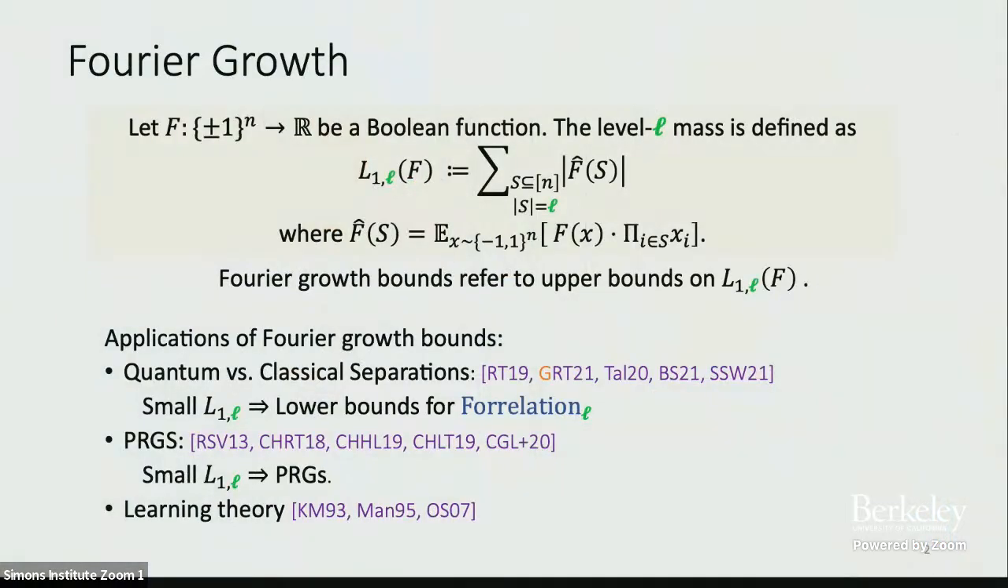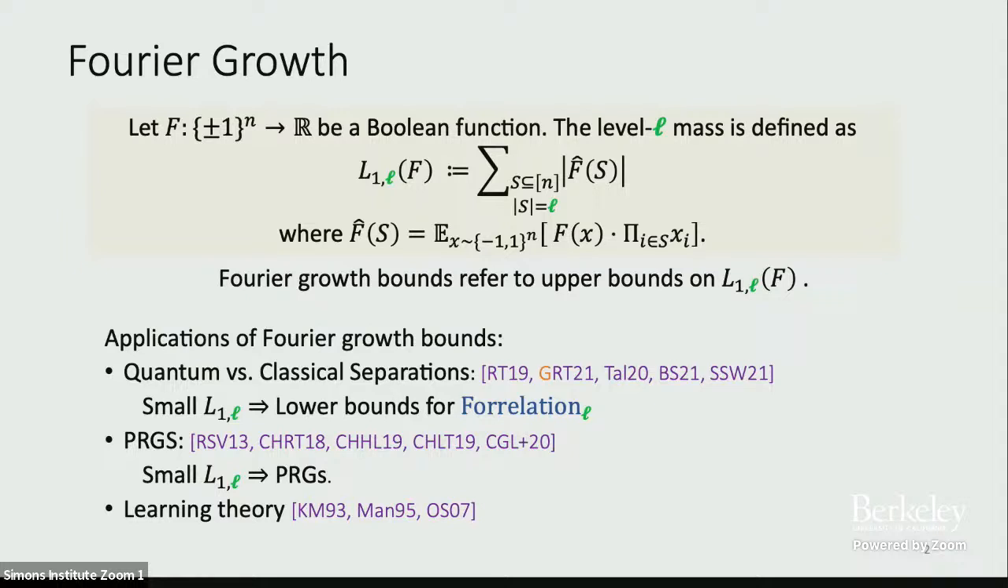Given a Boolean function, the level L mass of the function is defined to be the sum of absolute values of level L Fourier coefficients. Fourier growth refers to the growth of the level L mass, and by Fourier growth bounds, we mean upper bounds on the level L mass. Intuitively speaking, functions with small Fourier growth cannot aggregate many weak signals in the input to have a considerable effect on the output. In contrast, the majority function is an example of a function with large Fourier growth. This is a function that can distinguish between inputs that are just slightly biased towards 1 versus slightly biased towards -1. So this is what Fourier growth tries to capture.